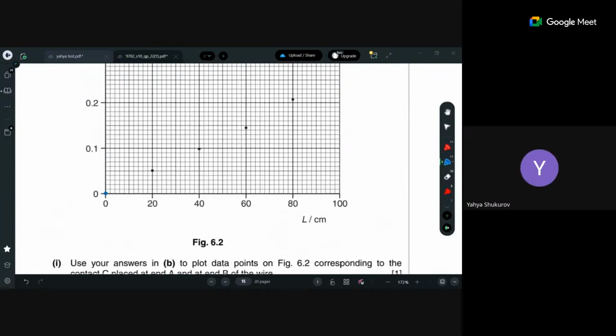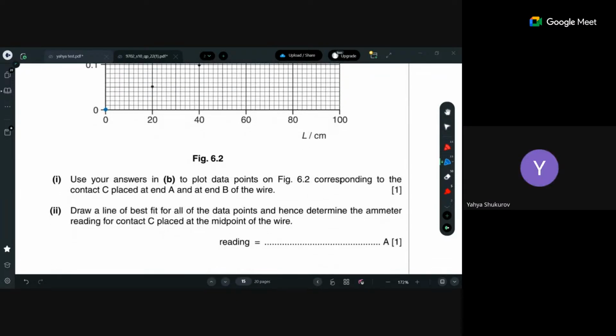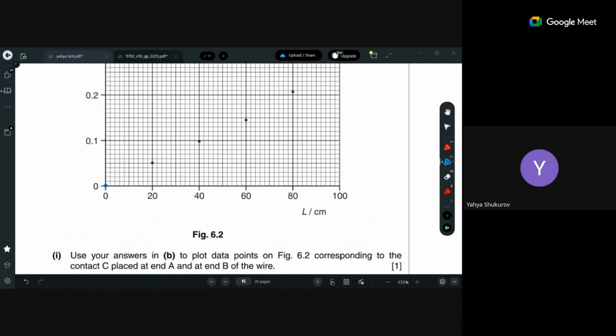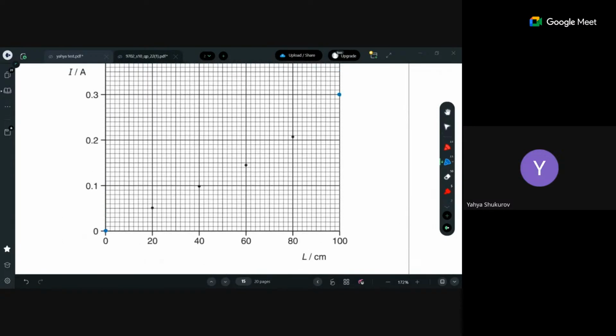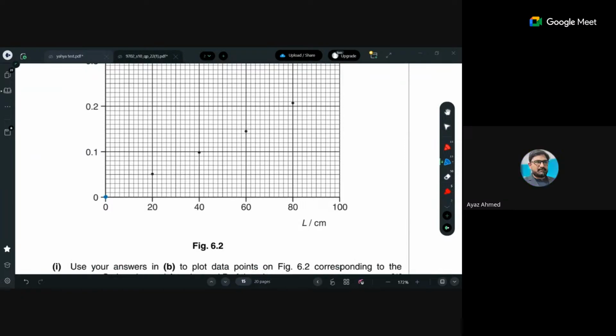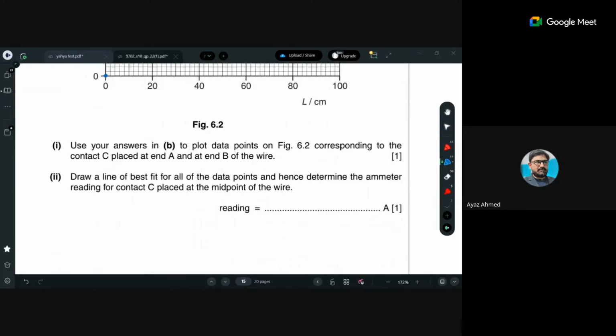This way it was weird, because at first the gradient is almost the same until 80, and then from 80 to 100, it just doubles. Yes. So basically it would give you a curve, right? Okay. Then it says draw a line of best fit for all of the data points and hence determine the ammeter reading for the contact C placed at the midpoint of the wire.